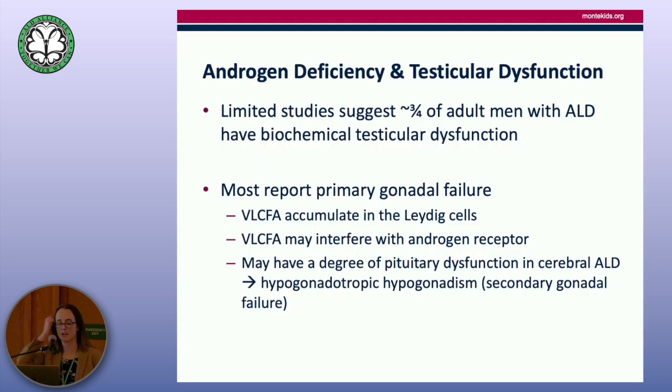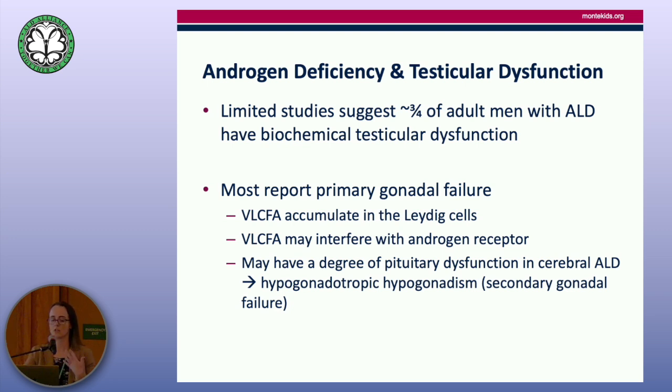And then just lastly, there's very little data on this, and most of these studies are from the 90s, but there are studies in adult men who have ALD who clearly develop testicular dysfunction later in life. And this is associated with lower testosterone levels. And it's thought that those same very long chain fatty acids that disrupt the cortical membrane of the adrenal gland also get integrated into Leydig cells, which are the cells that make testosterone, and they also interfere with the androgen receptor.